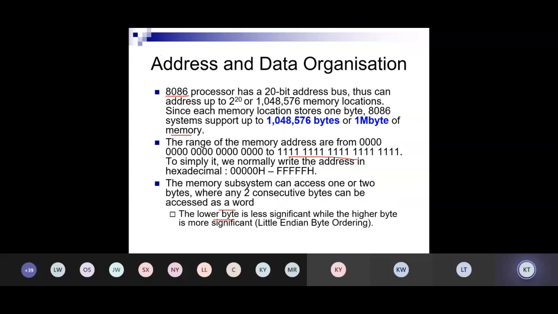If you have 2 consecutive bytes, they can be accessed as 1 word, which is 16-bit. Now let's talk about the lower byte. The lower byte is what we call the less significant, while the higher byte is what we call the more significant. The most significant bit and the least significant bit. This is what we call Little Endian byte ordering. So what is Little Endian byte ordering?